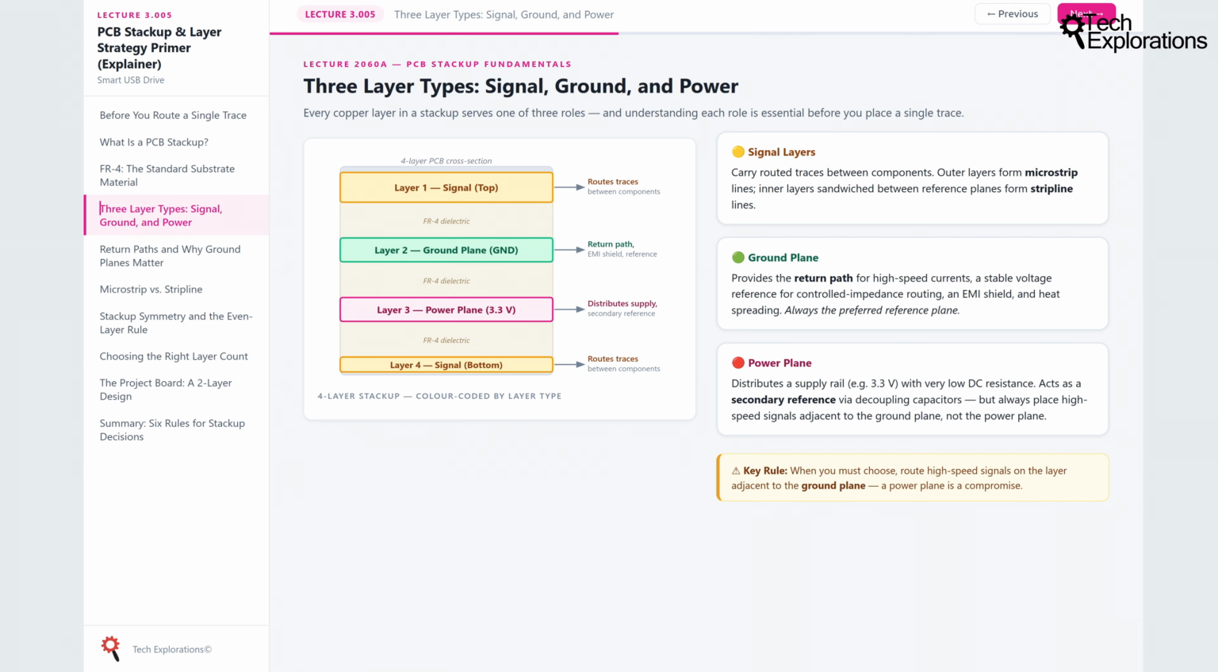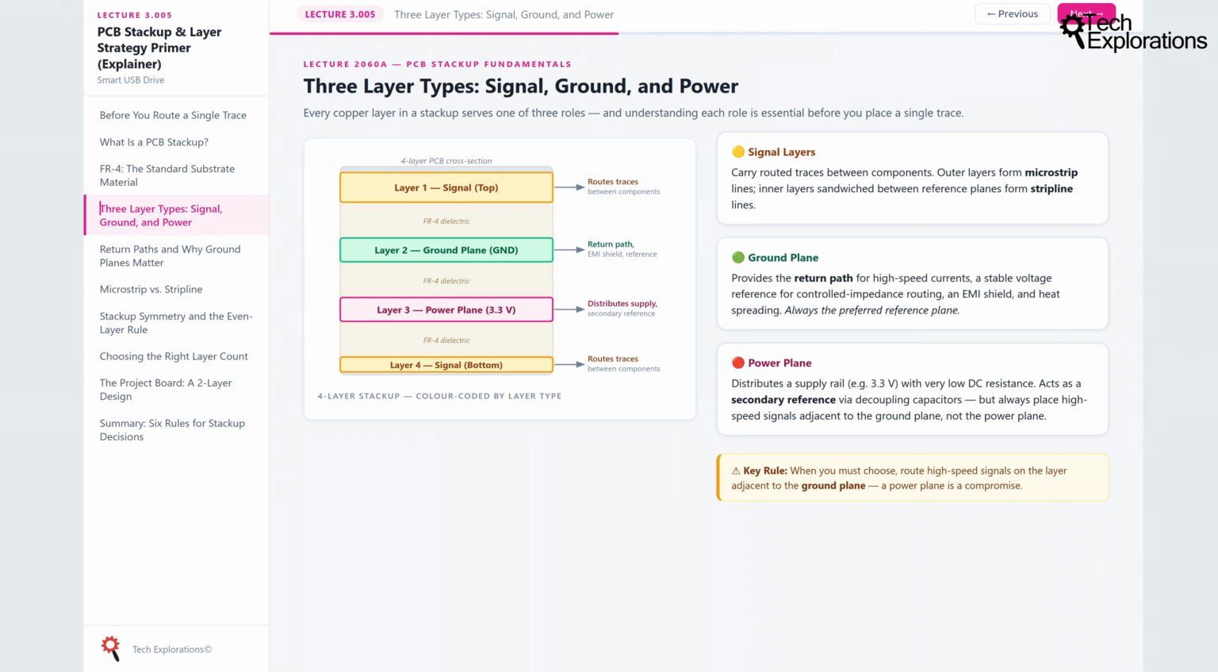Ground planes are continuous copper layers connected to ground. They serve several purposes simultaneously. At high frequencies, they provide the return path for signal currents. They define a stable voltage reference that enables controlled impedance routing. They act as an electromagnetic shield that helps contain radiated emissions, and the large copper area also helps spread heat. Ground planes are the most important layer type for signal integrity. Every high-speed signal needs a closely coupled ground reference.